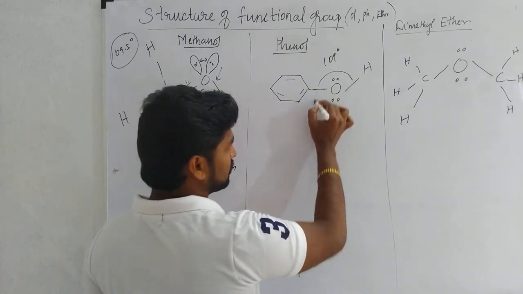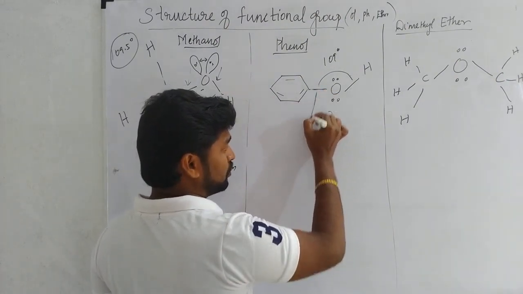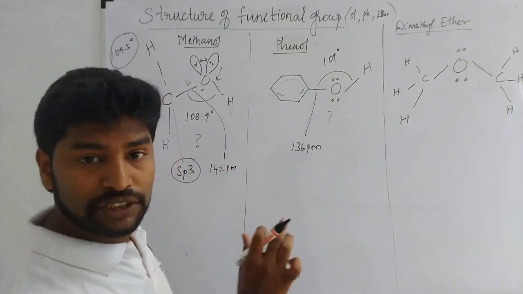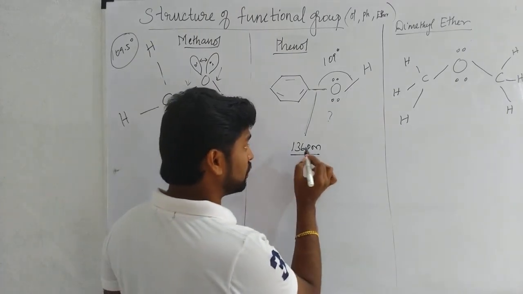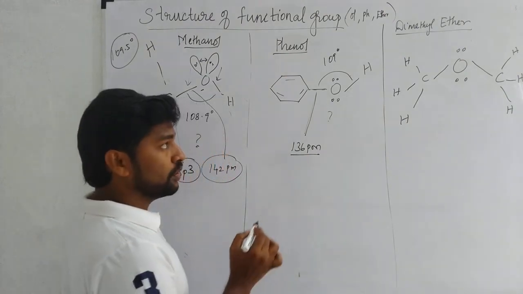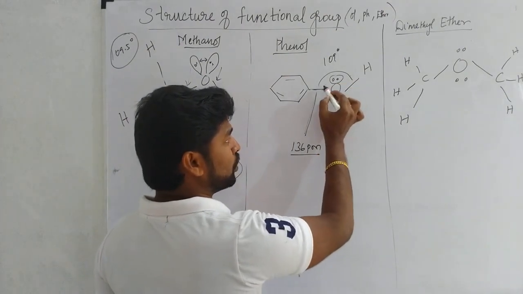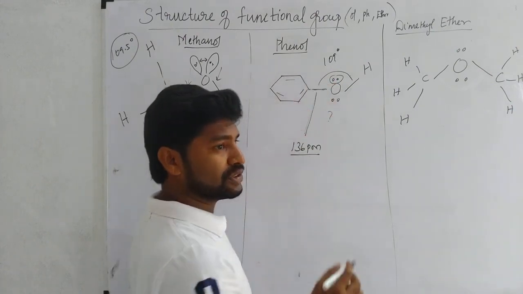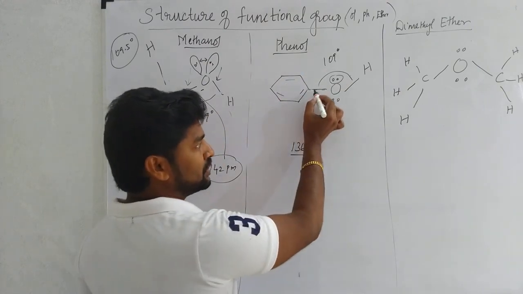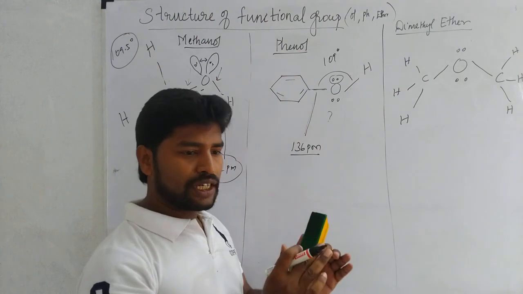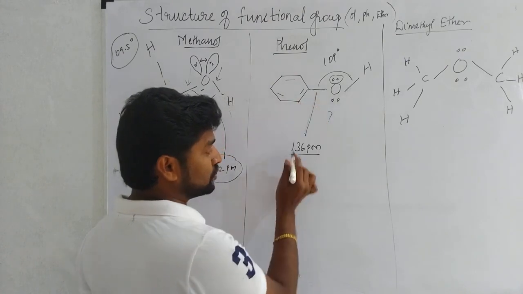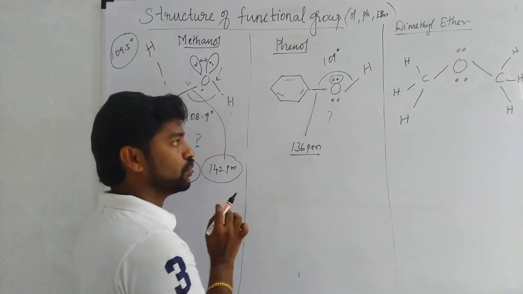Now look at this bond length. The bond length is 136 picometers. Why was it decreased? Look, here it is 142, and here it is 136. Because these lone pair electrons delocalize towards the ring, that is the resonance effect. So this single bond acts like a double bond, partially a double bond. So that is the reason the bond length was decreased to 136 picometers.